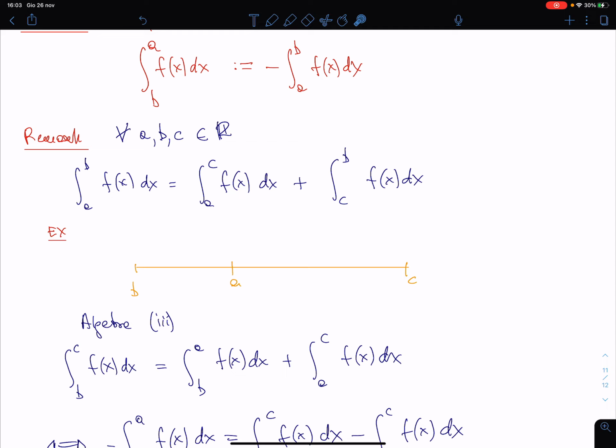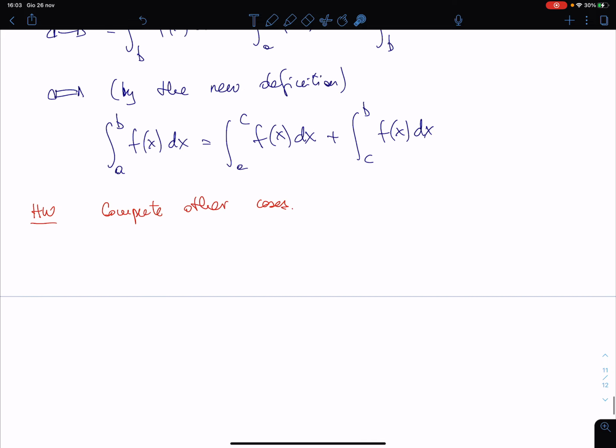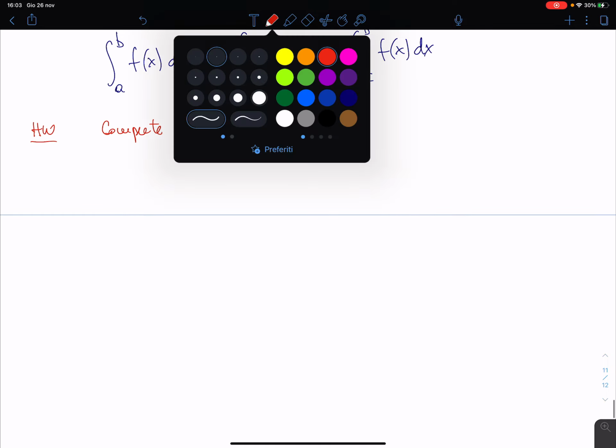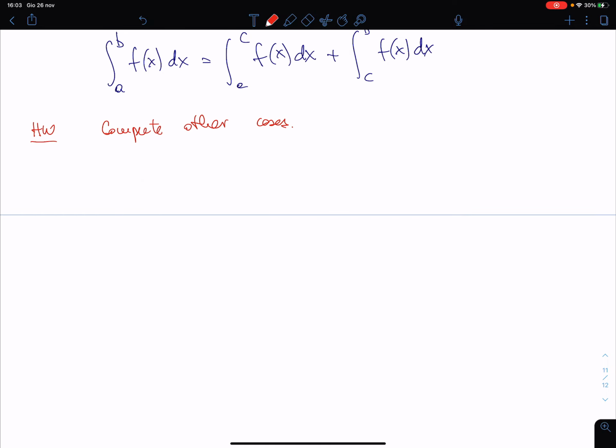And now we are ready. We are ready for the fundamental theorem of the integral calculus. Okay? So, here we are. Fundamental theorem of integral calculus. So we have the following statement. I write here again, fundamental theorem of the integral calculus.